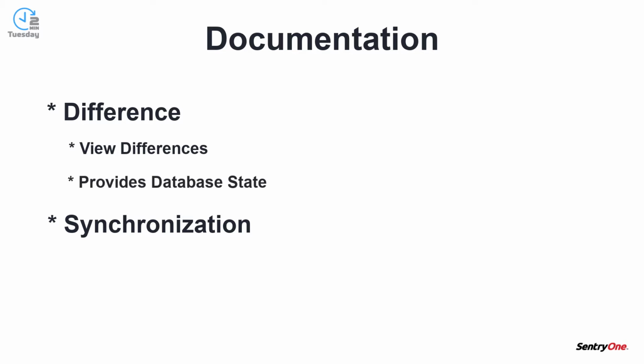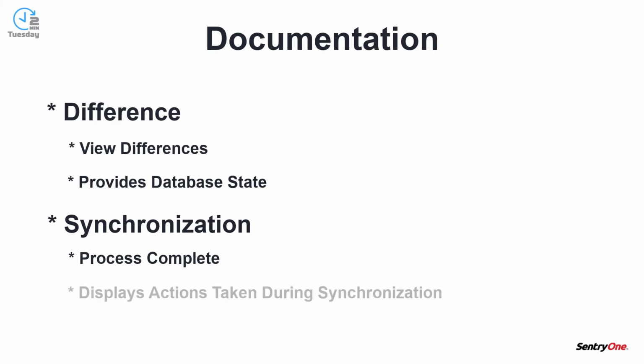There are two types of comparison documentation. These are the difference documentation and the synchronization documentation. The difference documentation is generated from the View Differences page of the comparison and provides the state of the two data sources regardless of what action is being taken to synchronize them. The synchronization documentation is generated from the Process Complete page of the comparison and displays the actions that were taken against the two data sources.